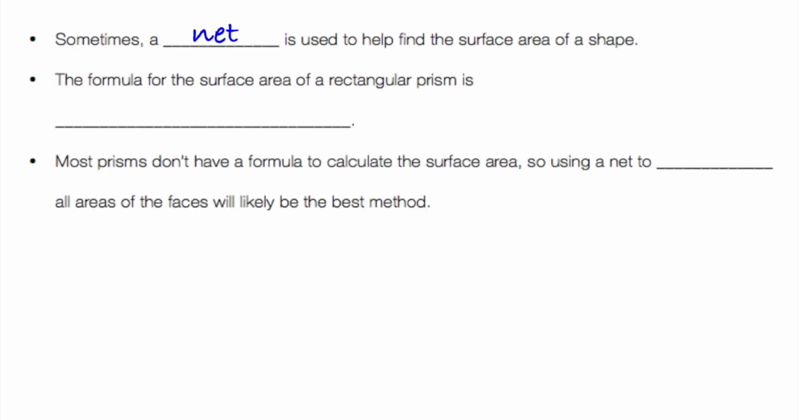Sometimes a net is used to find the surface area of a shape, and a net is just the shape cut up into two-dimensional shapes.